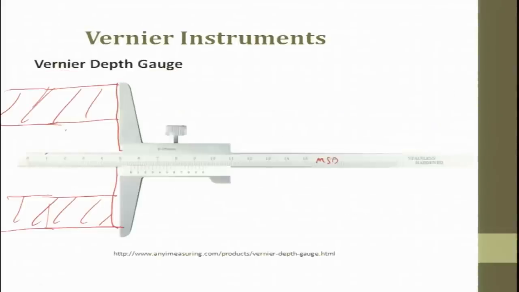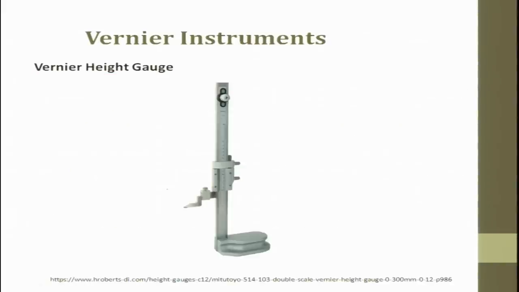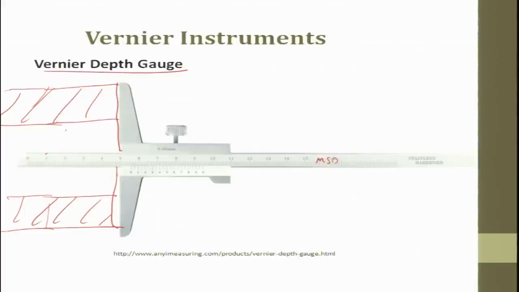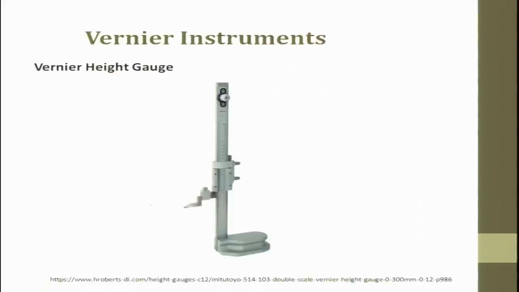So, here if you see there is a screw which when this part hits against the reference plane, then you tighten it and then remove the scale out and see what the reading is. Okay, vernier height gauge it is the same. So, I need not go in depth on this. So, this is the vernier depth gauge. And in a very similar fashion, you will also have a vernier height gauge. So here is a vernier height gauge.